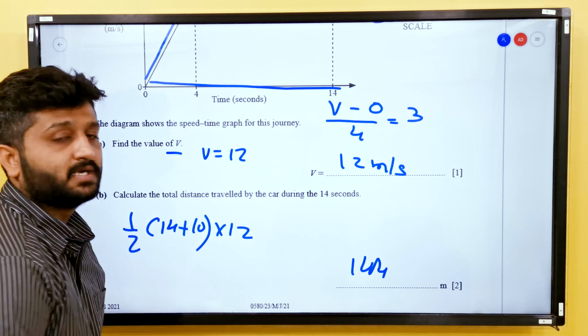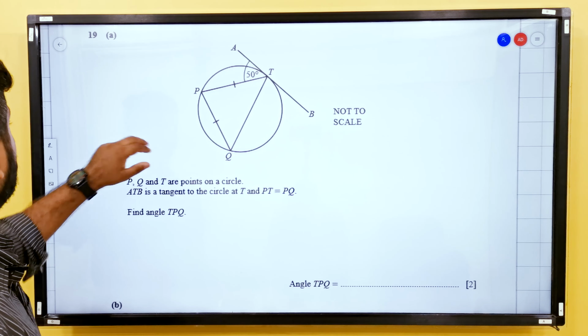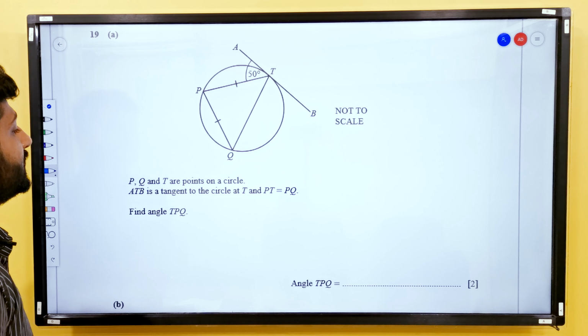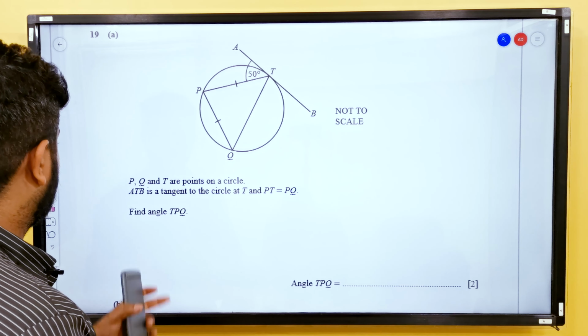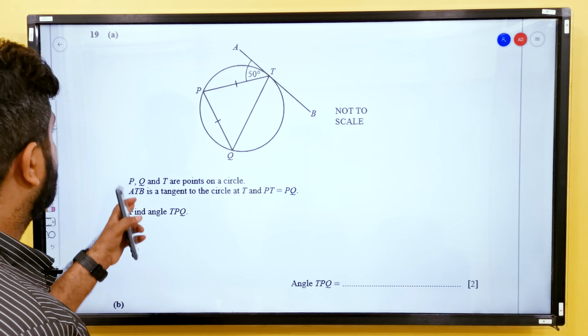Let's move to the next question. P, Q and T are points on a circle. Okay. ATP is a tangent to the circle. Okay. And PT is equal to PQ.